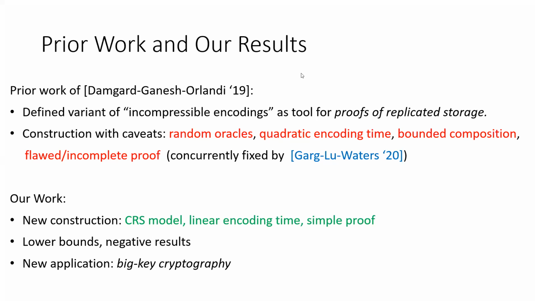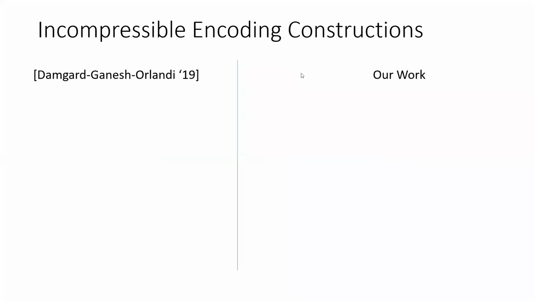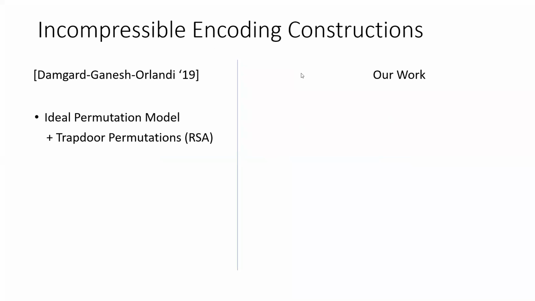So first I'll tell you about the constructions, and then I'll tell you about the applications, both to proofs of replicated storage and to Bitcoin cryptography. But before I do that, let me just give you the comparison in a little more detail between our work and the previous works. In the prior work, they constructed these incompressible encodings in the ideal permutation model, which is a little stronger than the random oracle model, plus using general trapdoor permutations like RSA.